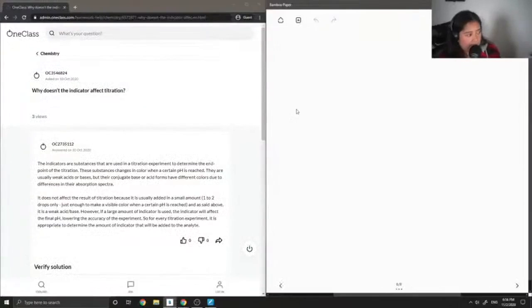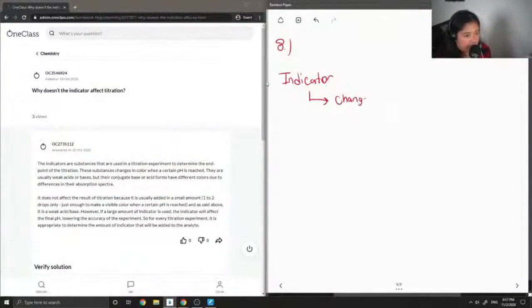Okay, so let's move on with question number 8. Why doesn't the indicator affect titration? So this is because the indicator is the substance that you put in your titration, and it changes color depending on the pH.